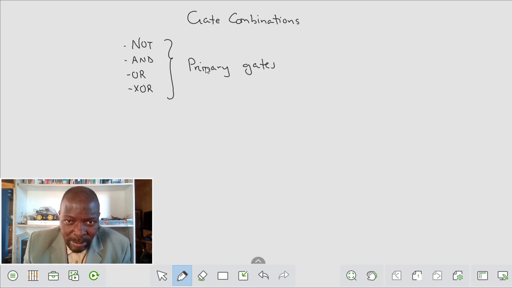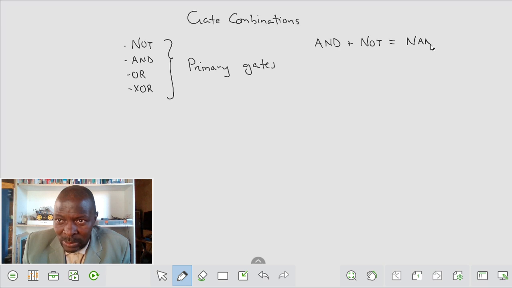Now, you spoke of combinations. I remember putting up a combination of the AND and the NOT, giving us a NAND gate, for instance. So the first combinations we looked at were combinations of AND and NOT. And these gave us the NAND gate. So this was the basic, indirect introduction to gate combinations.